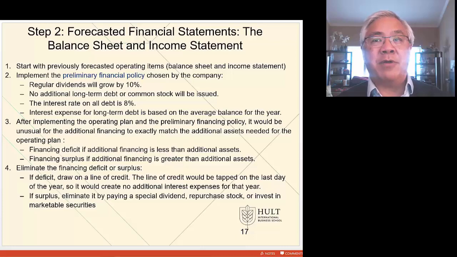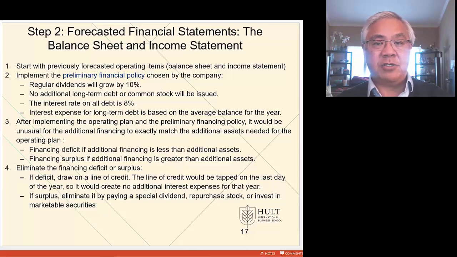All right, so we start with the operating items, and then we will put on our preliminary policy as far as financings. And we say we're going to grow dividends by 10%. The board may have stated that as an objective, not a requirement, but an objective. So let's try to meet that. And then we're also saying that we're not going to raise any more long-term debt. We're not going to sell any more stock. And if we need money, we're going to draw down on our line of credit.